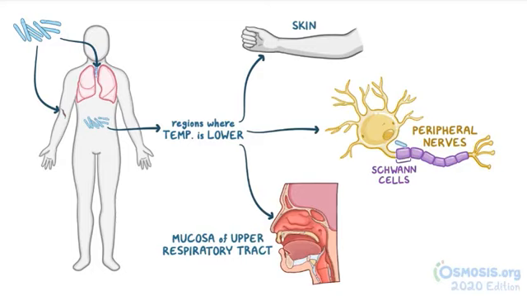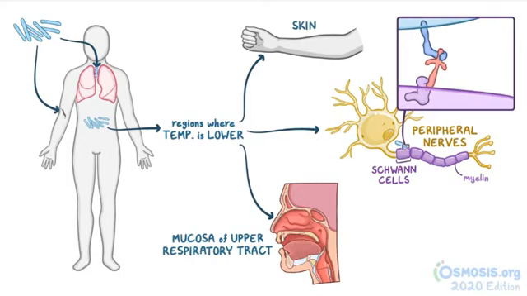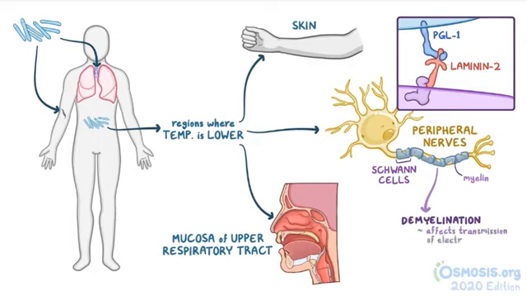These cells wrap their plasma membrane around peripheral nerve axons, forming the myelin sheath. This is possible because of a virulence factor called phenolic glycolipid 1, or PGL1 for short, which attaches to a protein called laminin 2, which is found on the Schwann cells. Binding to Schwann cells induces demyelination, affecting transmission of electrical impulses through the nerve axon, and causing nerve injury.